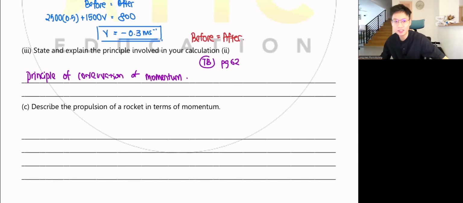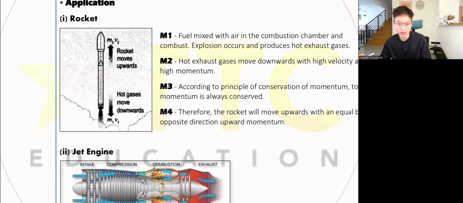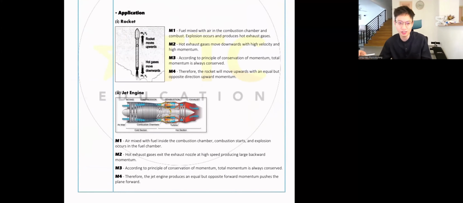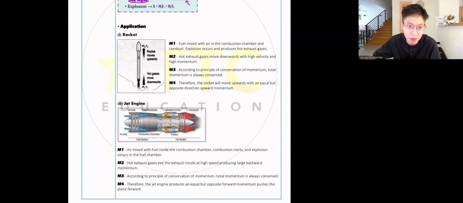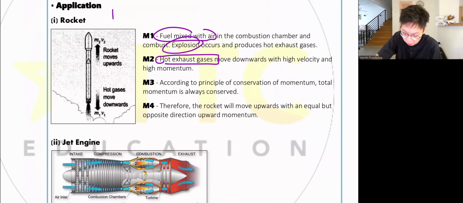Okay, so this one describes the propulsion of a rocket. This one you can refer to the front part of these notes, where it's already here. Propulsion of a rocket. If you have been a TTC student, you will be able to find this in your notes as well. They will always say that when fuel is mixed with air, there will be an explosion. You will produce hot exhaust gases, which you will release. Boom. So you produce a momentum downwards.